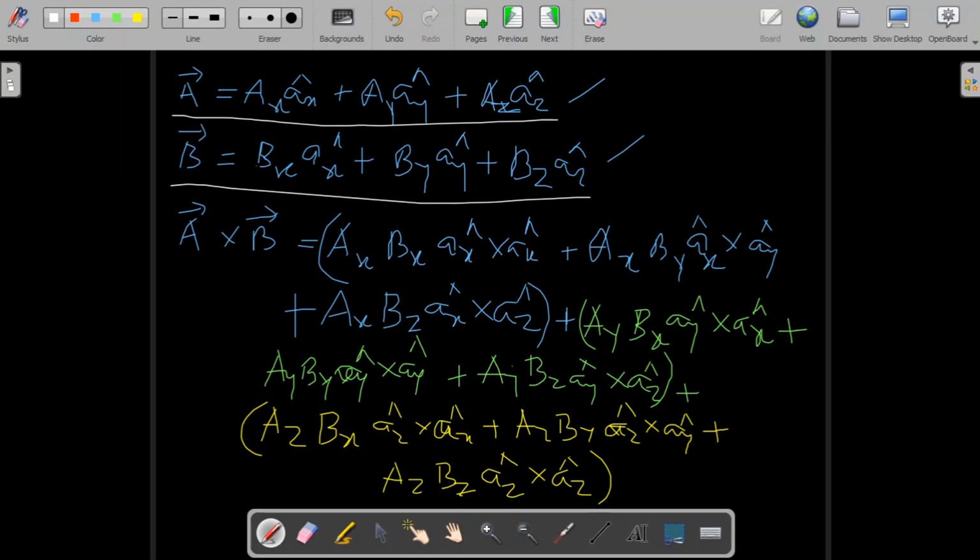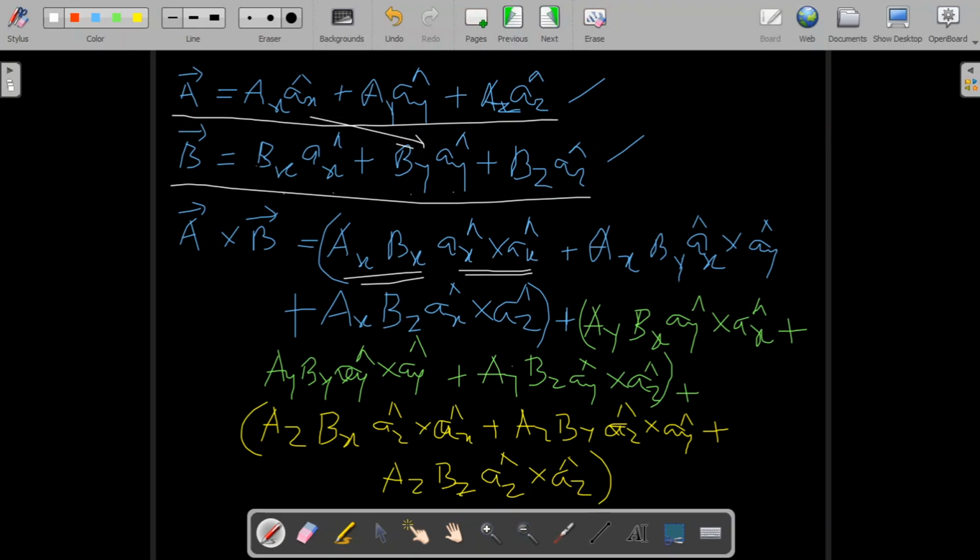So first the ax i cap term with bx i cap, by j cap, bz k cap, right? So I get ax bx, because these two are magnitudes, so I write them directly. Ax into bx means maybe 3 into 2, 6, doesn't matter. But these unit vectors you have to cross. So ax i cap cross i cap, plus next I'll get ax times the second term, right?